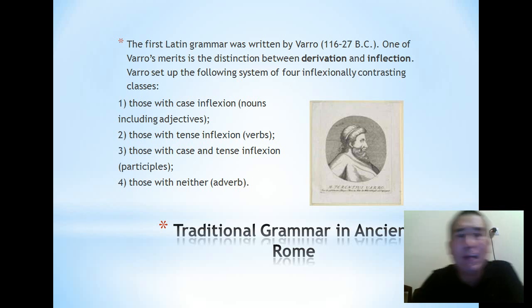The first Latin grammar was written by Varro. One of Varro's merits is the distinction between derivation and inflection. Varro set up the following system of 4 inflection contrasting classes. 1. Those with case inflections. 2. Those with tense inflection. 3. Those with case and tense inflection. And 4. Those with neither.